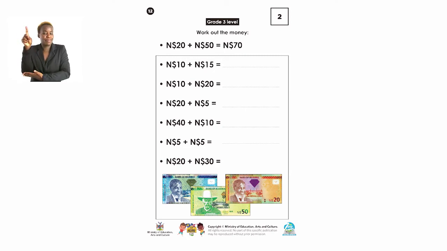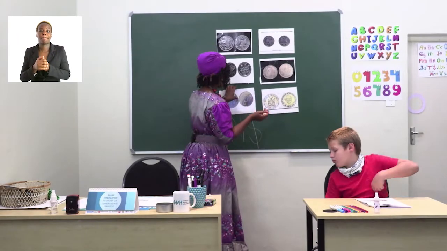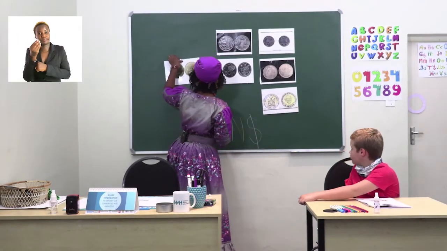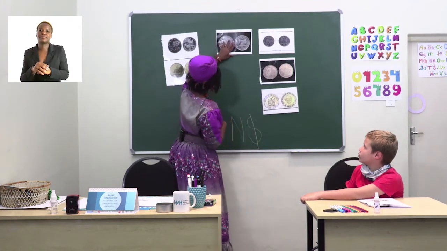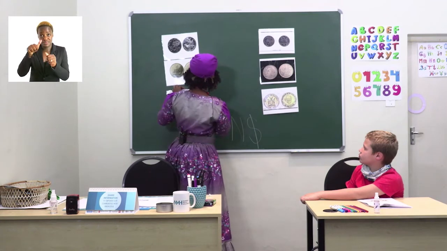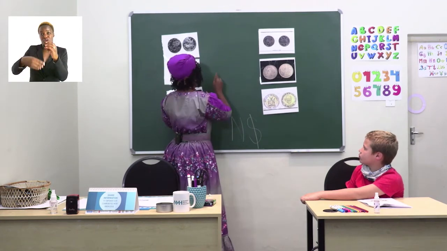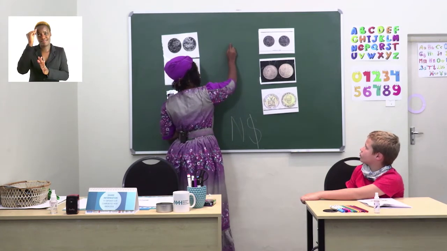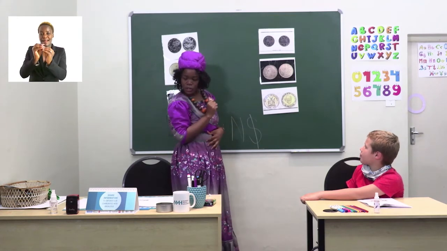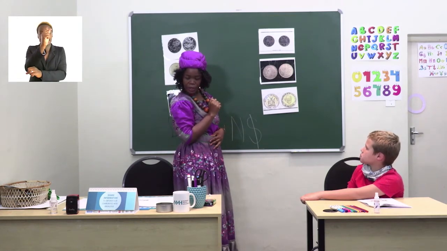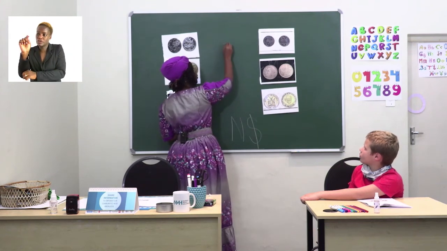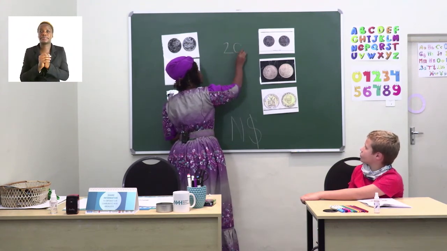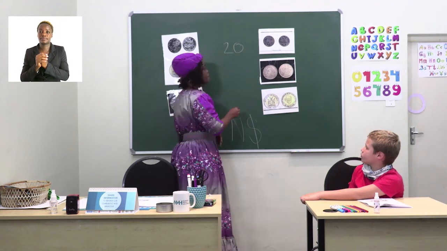You can also do it this way. If you know money, it's also fine. But if you don't, since we have also done our addition already, you can always write the numbers under each other. For example, what is the first number that we have there? It's $20. You write the $20. I will show you how to write it. And then we write the $50.